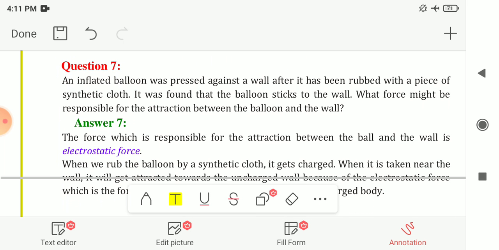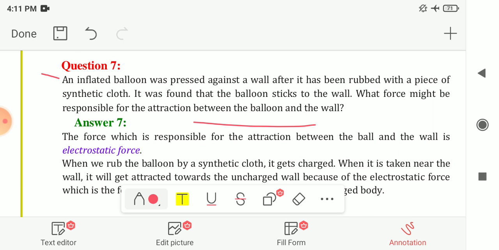Next is the 7th question. An inflated balloon was pressed against a wall after it has been rubbed with a piece of synthetic cloth. First we rub the inflated balloon with the synthetic cloth, and then we press this balloon against the wall. It was found that this balloon sticks to the wall. So what force might be responsible for this attraction between this balloon and the wall? What is the force acting over there?